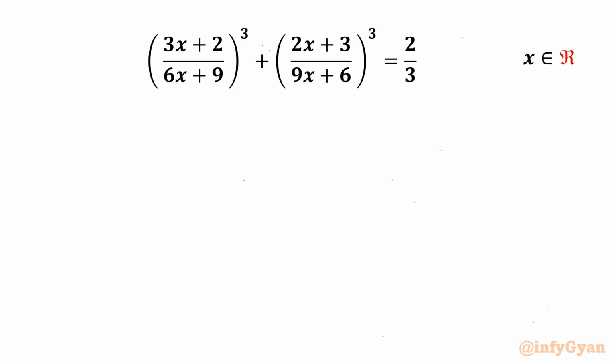In this video, we have another very interesting and challenging question from rational equations. Here we have to find all real solutions. So let's get started by writing that our denominators cannot be 0. So x cannot be negative 3 over 2 and negative 2 over 3.